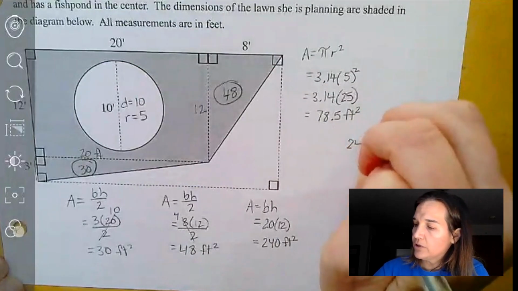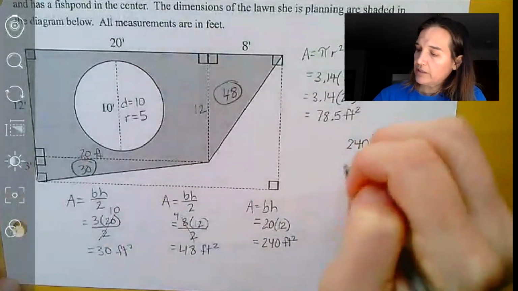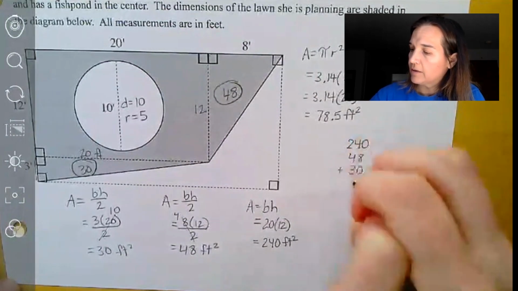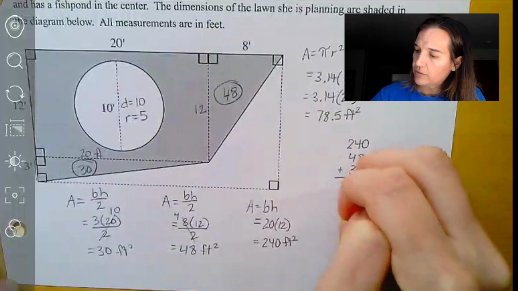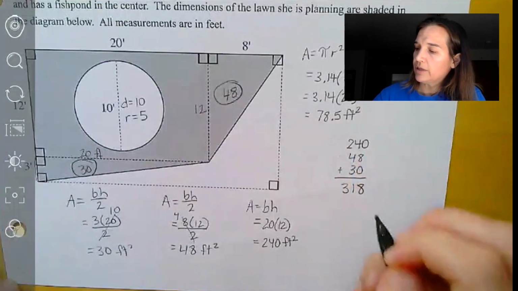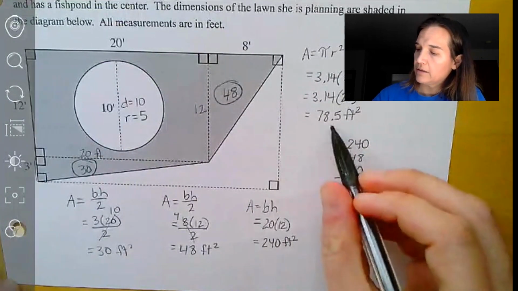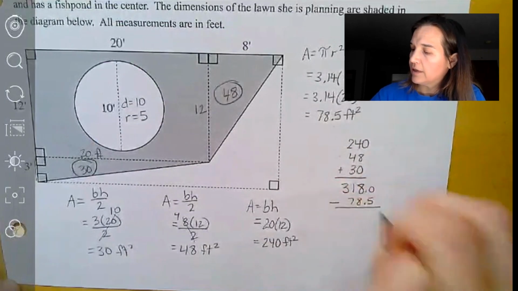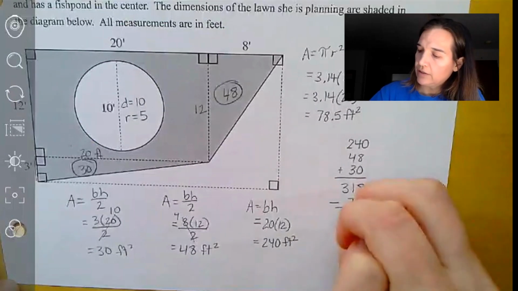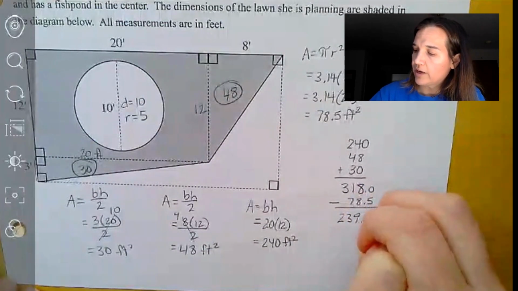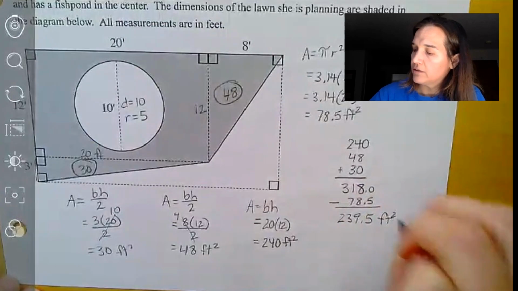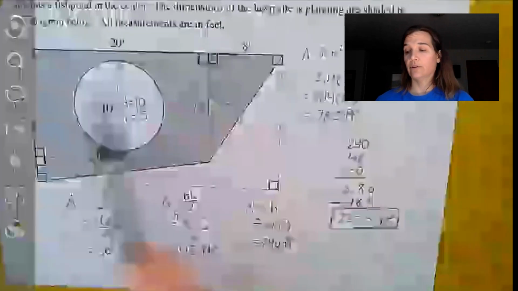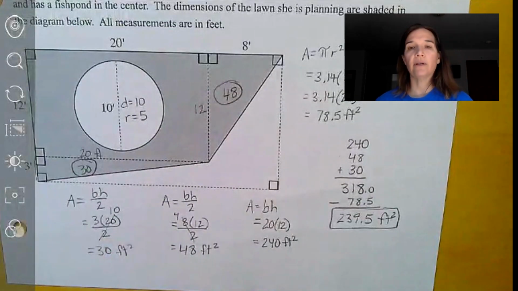I have 240 plus my 48 plus my 30. And add all those up, I get 318. But I want to subtract the circle, 78.5. Line up your decimal points when you're subtracting, and you get 239.5 feet squared as the total area that is going to need sod or grass in the shaded parts up there.